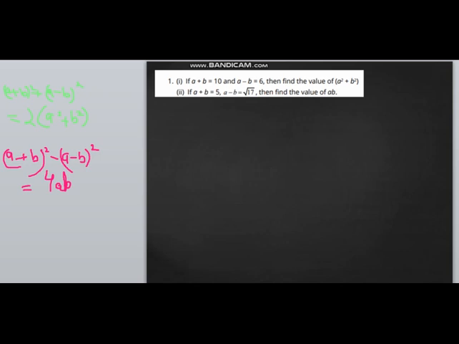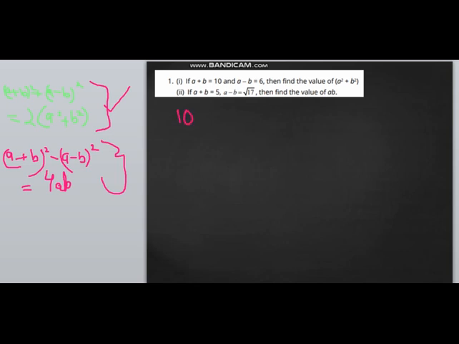And the first one says if a plus b is 10 and a minus b is 6, then we have to find the value of a squared plus b squared. Think about it, what formula would you apply? The first one or the second one? The first one is this, second one is this. And which one would you apply? I hope you've thought enough. I hope you've thought hard. So I think you will choose Formula 2, which is what I am using as well.